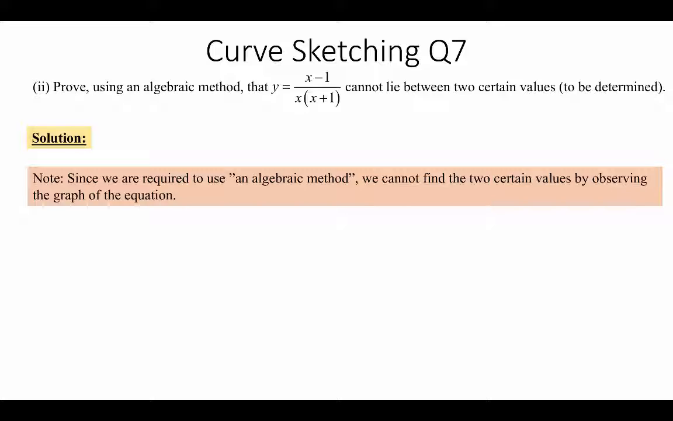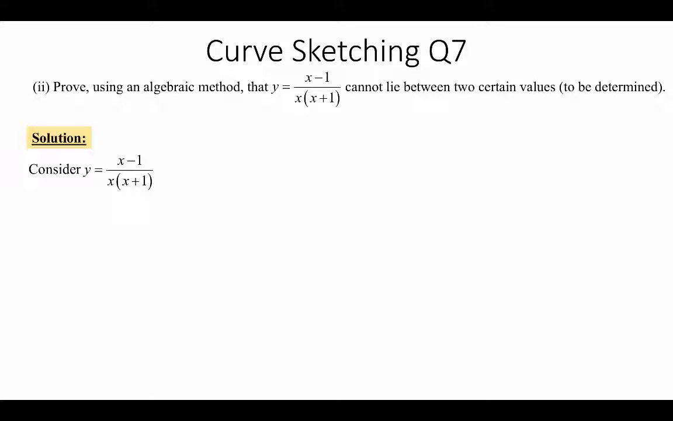Next, for part 2, we have to prove using an algebraic method that the curve cannot lie between two certain values. Note that these two certain values are referring to y values. Also, since we are required to use an algebraic method, we cannot find the two values by observing the graph of the equation on the GC.